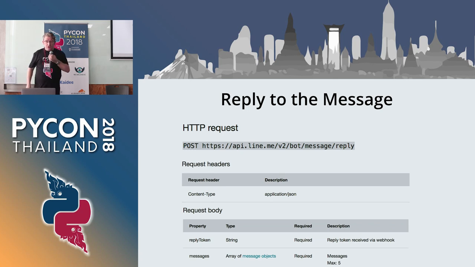Then you check out the documentation and see, right, this is the message that I need to send back. This is the format, this is the JSON object that I need to prepare. So in essence, it's a reply token that can be used exactly one time. That is used to identify the unique message that you're replying to, and basically the text, and in this case, it's an array that you're sending back.